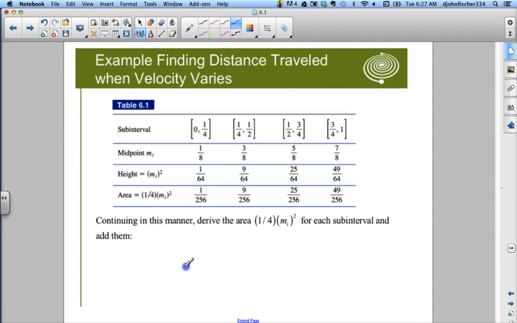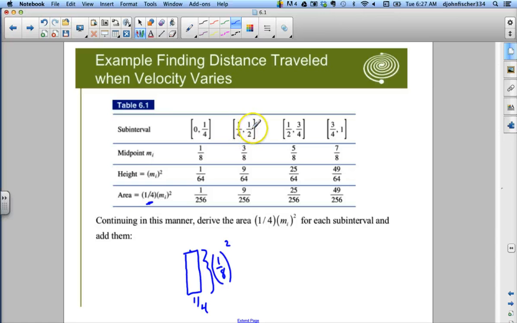So if I drew my rectangle out, I'm going to go up to the midpoint. My height's going to be from here to here, which is the height of my curve. So it's going to be 1/8 squared on the first one, and my width is going to be 1/4. Now the 1/4 never changes on here. Notice the width never changes. So the area of that first rectangle is going to be 1 over 256.